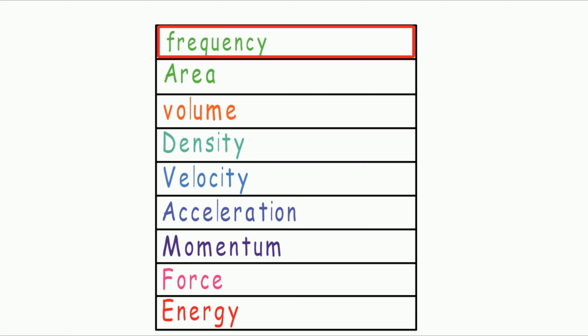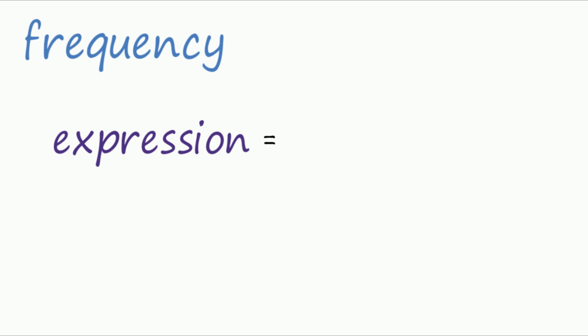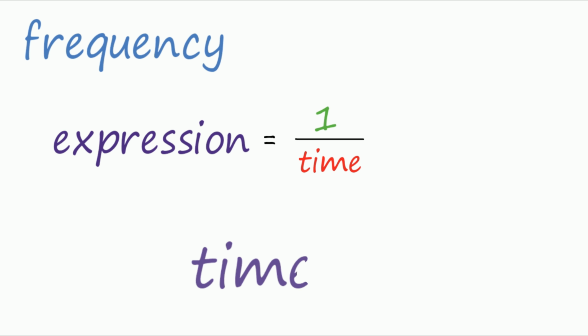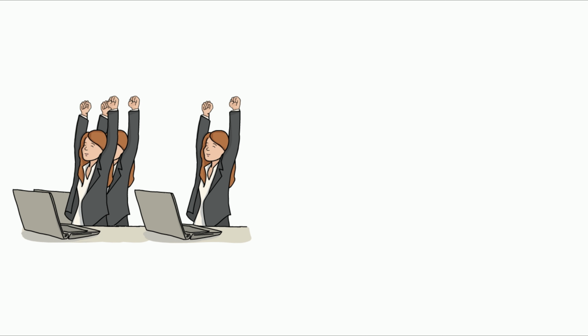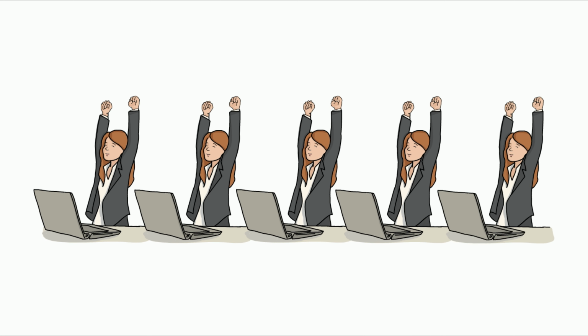So let's start with frequency. Frequency can be explained in many different ways. Its expression is 1 by time. Now what do you do with the inverse of time? Just think of it as the time taken to complete one task. It might be any task, and how frequently you can do that task depends upon the time taken to complete it.